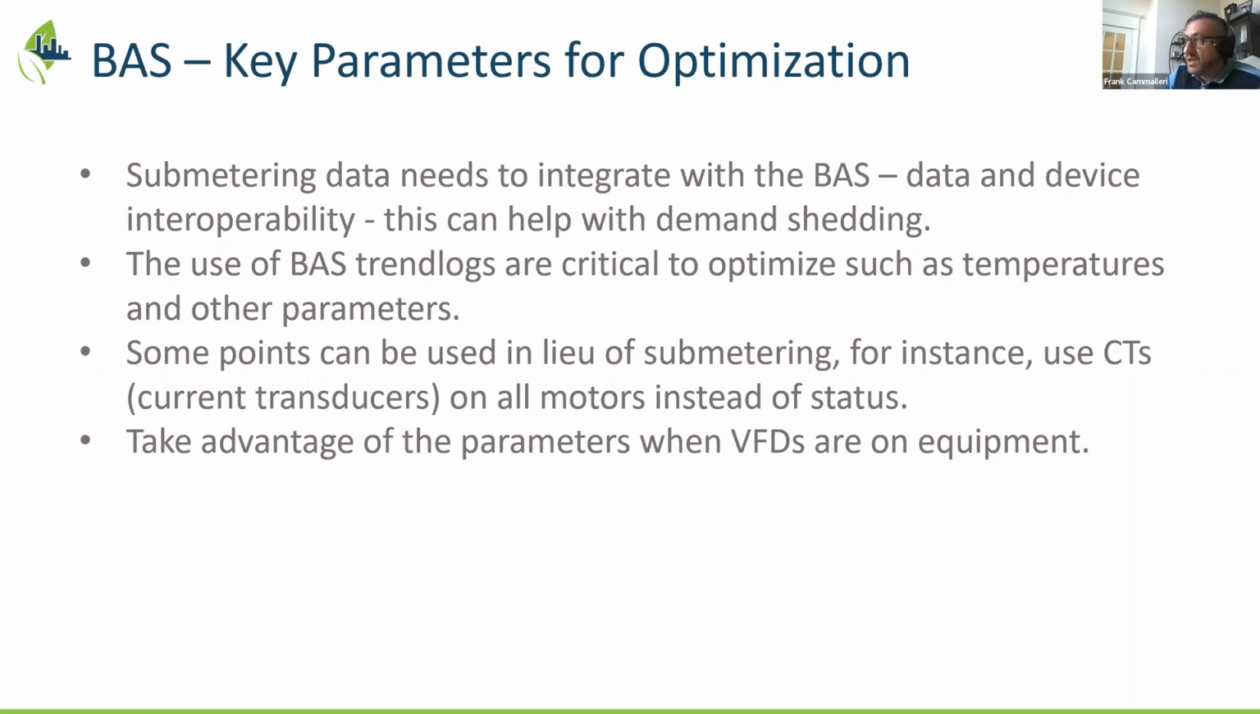So something to keep in mind. The use of BAS trend logs is critical to optimize things that are not energy related. An example would be the Terry Miller refrigeration plant. It's great that they're submetering that, but the reality is that the way that plant is controlled, it's controlled to maintain things like temperatures.